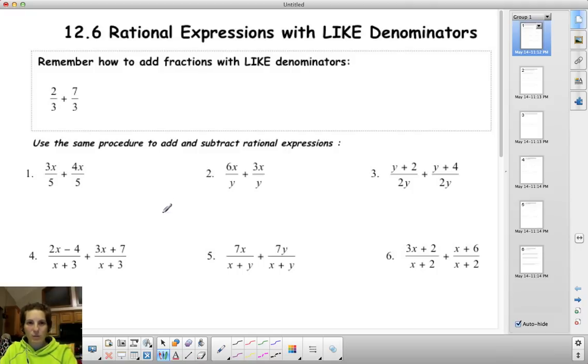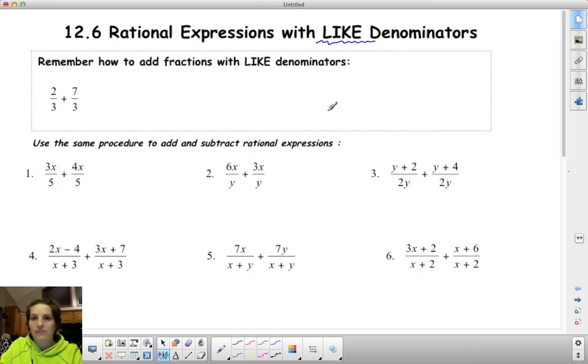All right, section 12.6 is over rational expressions with like denominators. That's an important word here because the next video, or the next set of videos, hopefully there's only one today, are going to have unlike denominators. So we need to first talk about how we add fractions that have like denominators.